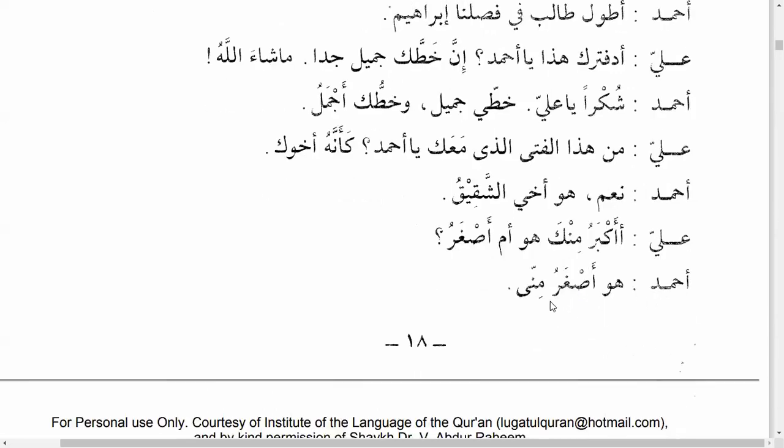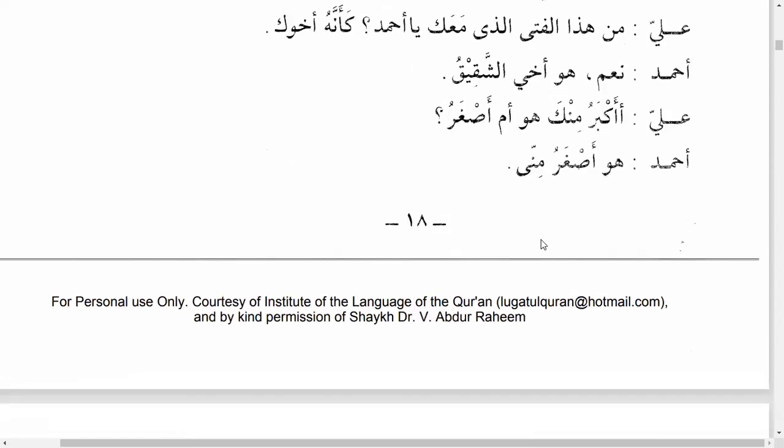Ahmad, huwa asgharu minni. He is smaller than me, or he is younger than me. Minni. So min and ya al-mutakallim, and then there is another noon al-qutni. So it became minni. Huwa asgharu minni. He is younger than me, or he is smaller than me.